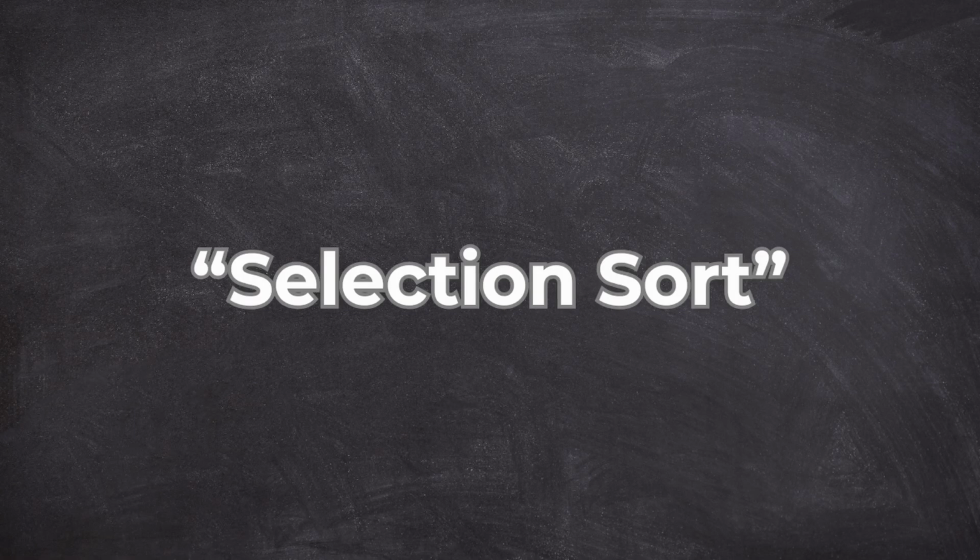Today we're learning how selection sort works. Selection sort repeatedly finds the smallest element from the unsorted partition and moves it to the sorted partition.